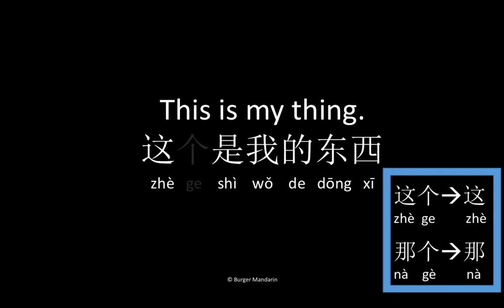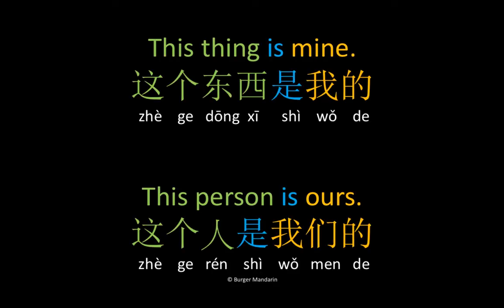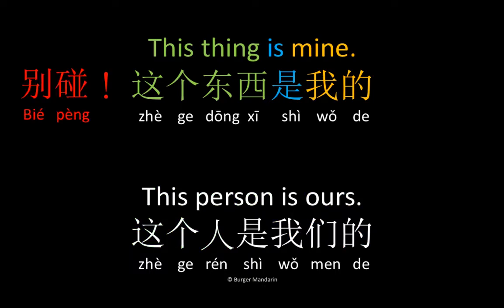So this is my thing. You can say 这是我的东西. Now can you try to say this thing is mine and this person is ours in Mandarin Chinese? 这个东西是我的, 这个人是我们的. So for example, if someone is trying to touch your thing, you can say 别碰, which means don't touch it. 这个东西是我的. This thing is mine. 别碰, 这个东西是我的. Don't touch it. This thing is mine.